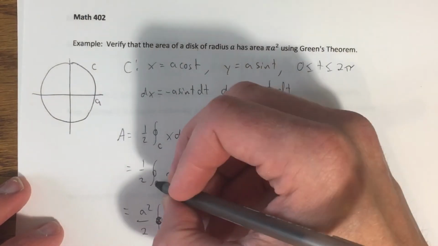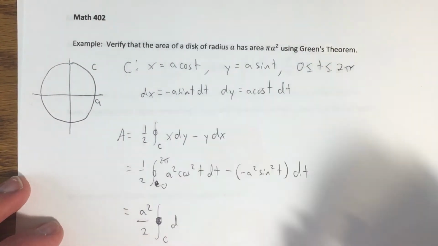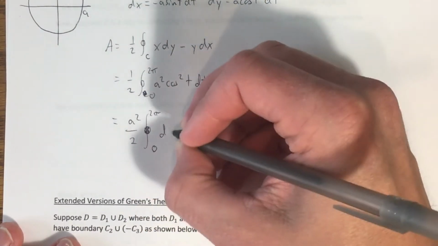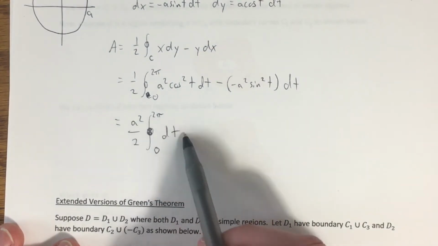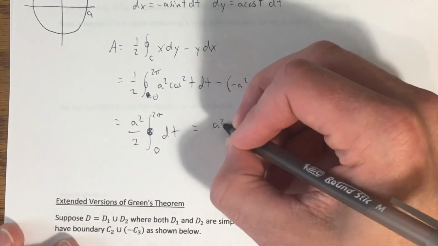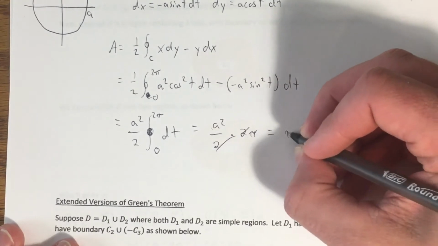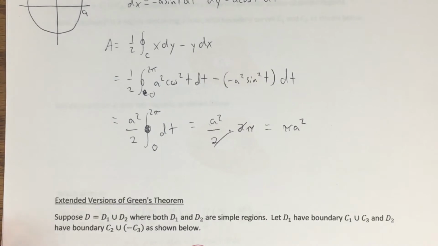we did the parameterization, so I should turn this into a definite integral. T goes from 0 to 2 pi here. So I need to make sure and change that into a definite integral, 0 to 2 pi of dt. Okay, well, that's a constant function, and I know that the integral from 0 to 2 pi of dt would just be 2 pi. So I get a squared over 2 times 2 pi, which simplifies to pi a squared, what we would have expected to see, being the area of a disk. Okay, so that's just one application of that. We're not going to do much with that idea, but it's a cool way that Green's theorem can be used.